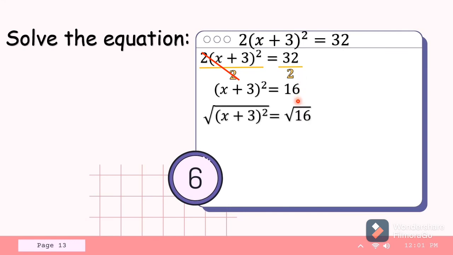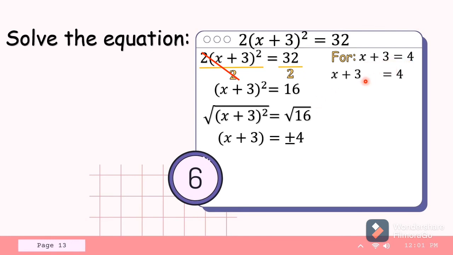Ngayon, pwede na natin gamitin si square root property. Square root of x plus 3 squared is equal to square root of 16. Ang square root ng x plus 3 squared is equal to x plus 3. At ang square root ng 16 ay equal to positive and negative 4. Paghiwalayin muna natin yung positive at negative 4 to solve for x. Una, gamitin natin yung positive 4. So, x plus 3 is equal to 4.